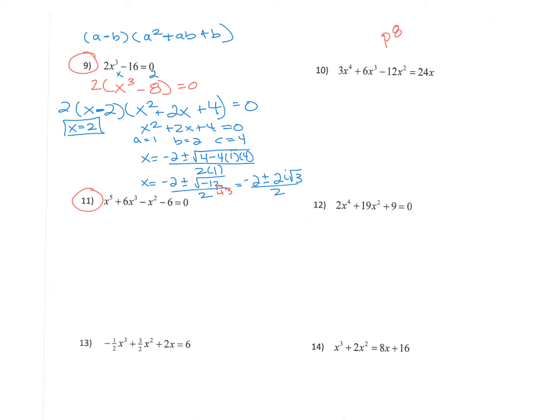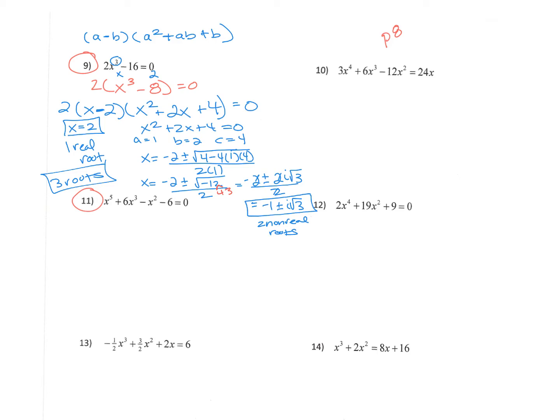So now you'll notice that both my terms in the numerator and my denominator all have a factor of 2 I can cancel. So I'm going to end up with negative 1 plus or minus i radical 3 all over 1. This is 2 non-real roots, and this is 1 real root. That gives me a total of 3 roots for my third degree polynomial equation.